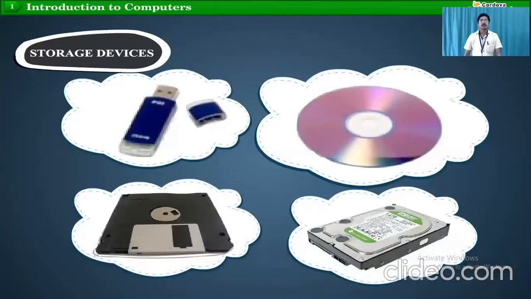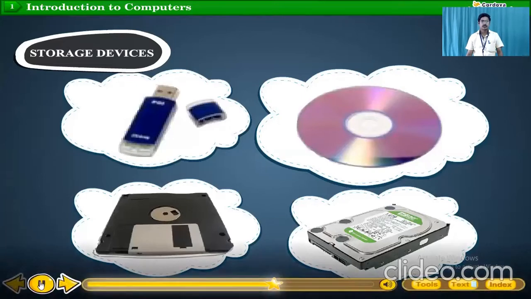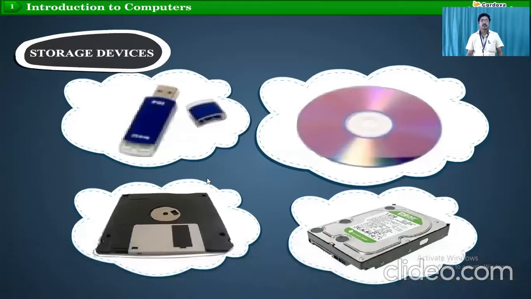Storage devices. These devices are used to store data and information in the form of bits and bytes in a computer. A bit is the smallest unit of data and has either a value 0 or 1. A byte is a group of 8 bits. It is the standard unit of storage in a computer. For example, 10110111 is a byte representing data in a computer. Some of the other data storage units are as given in the table.